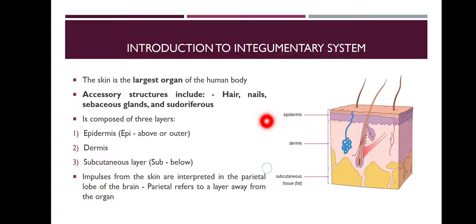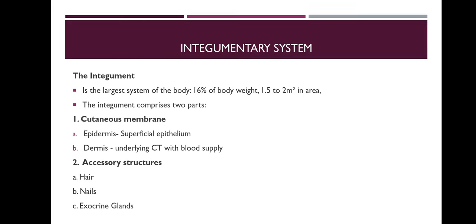The skin is composed of three layers: the first one is the epidermis, the second one is the dermis, and the third one is the subcutaneous tissue, or the fat. Epi means above or outer layer, whereas sub means below the dermis layer. The impulses from the skin are interpreted in the parietal lobe of our brain.